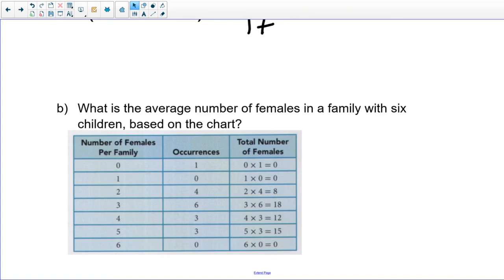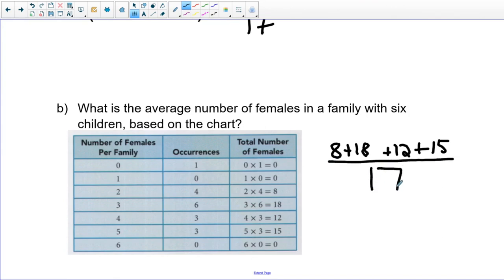So to calculate an average, we want to add all of these up and divide it by our total number of trials again. So our average is 8 plus 18 plus 12 plus 15, because that's our total, and we're going to divide that by the number of trials we had, which was 17, and that gives 53 out of 17, and that gives 3.1 as our average. Okay?